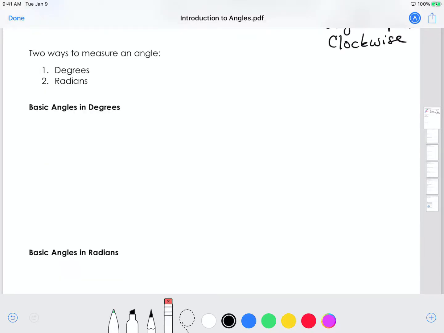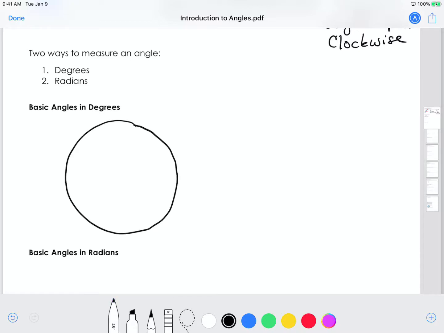So when we measure angles, there are two different units of measurement. Just like there are different units of measurement for distance, say I wanted to measure the length of my driveway, I could measure that in feet, I could measure that in inches, I could measure it in meters. There are all different units of measurement for distance. For angles, we have two units of measurement called degrees and radians. We're going to talk about degrees first.